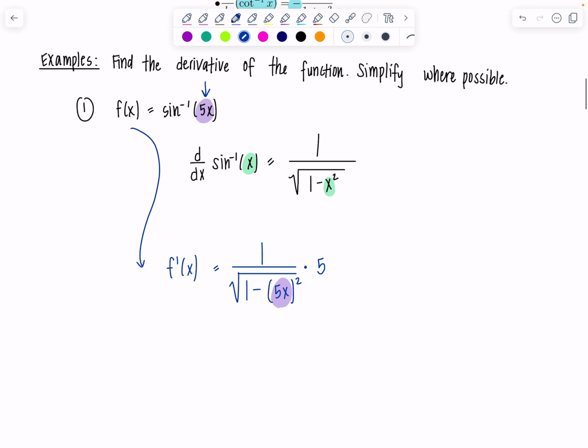Okay, and then let's just clean up and simplify a little bit. I'll just put the 5 in the numerator over square root. This will be 1 minus 25x squared when I multiply it out. And that's it, you leave it, okay? And if you're in the habit of rationalizing denominators, it's not a thing right now.